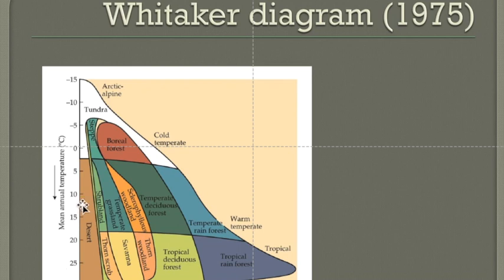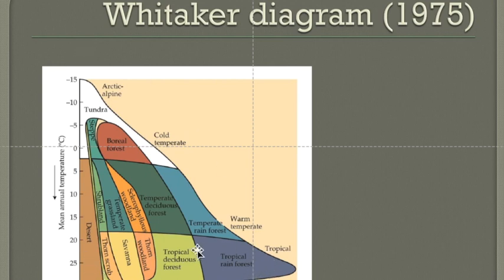The thing to keep an eye on is that this y-axis here is reversed. We've got the coldest places up top, and it gets to the warmer places at the bottom. All right? But this space here where the biomes are all located, that's referred to as the climate space.